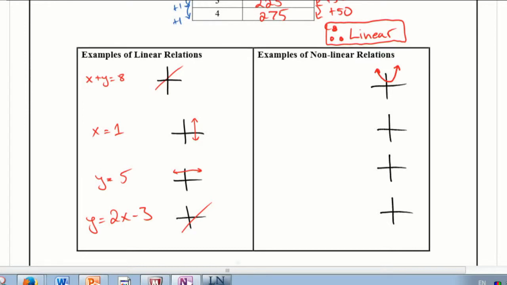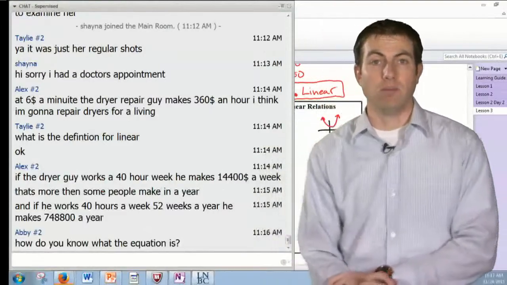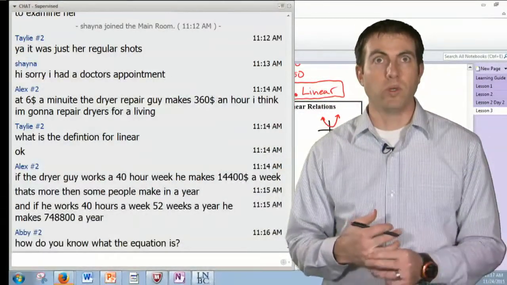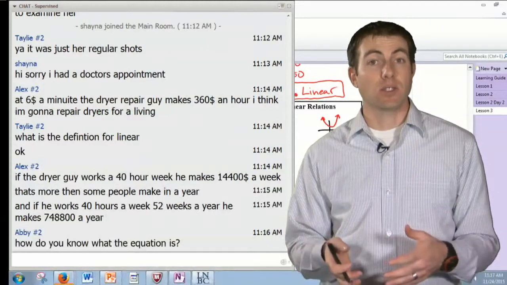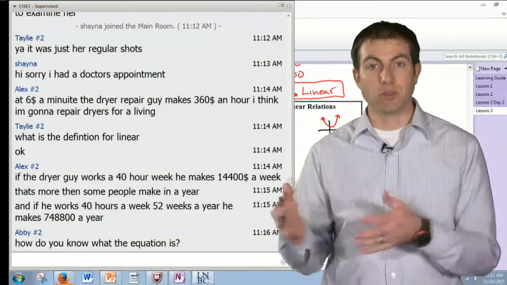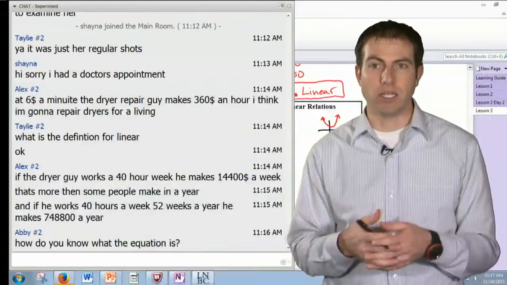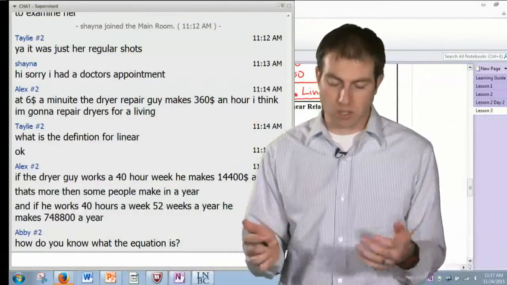Great question, Abby. How do you know what the equation looks like? You don't. I'm just making them up as I go. We will learn what the equations look like moving forward, but for now, I just want to show you some linear and show you some nonlinear, and I want you guys to compare and kind of come up with your own definition of what linear or nonlinear is, just based on what you see, so just based on observation.